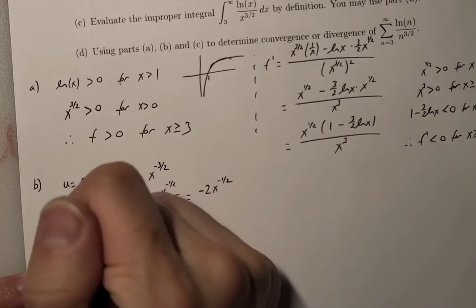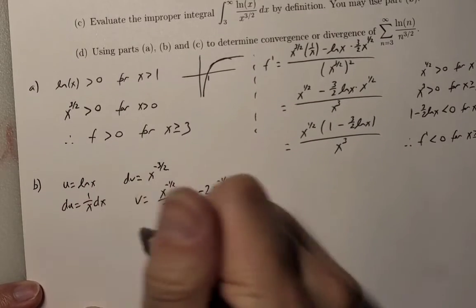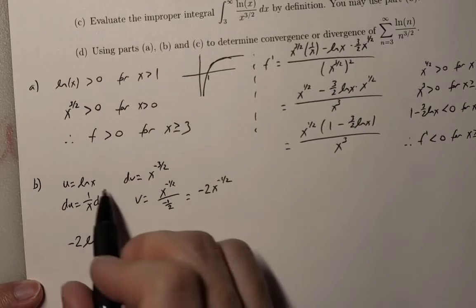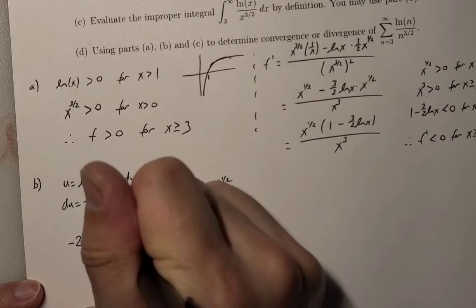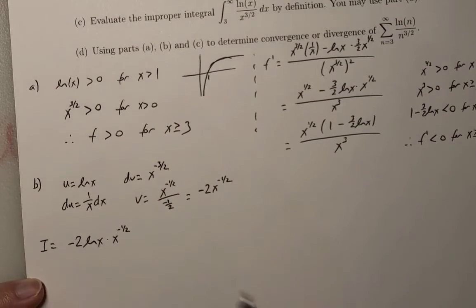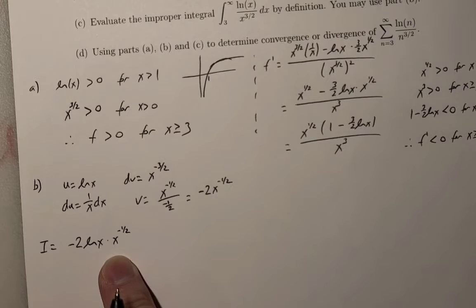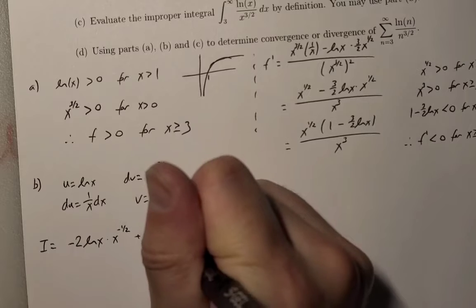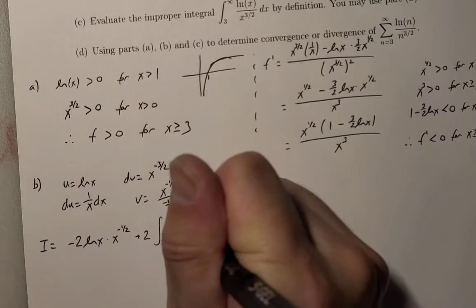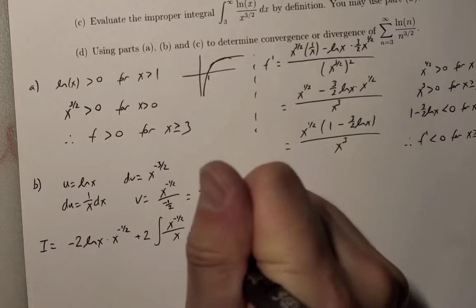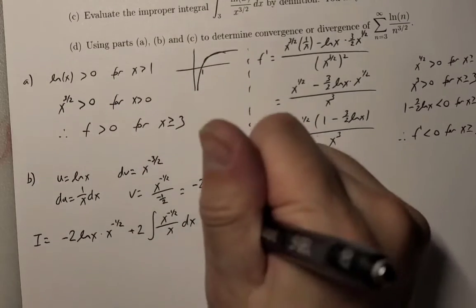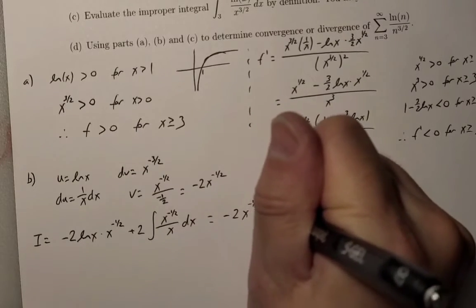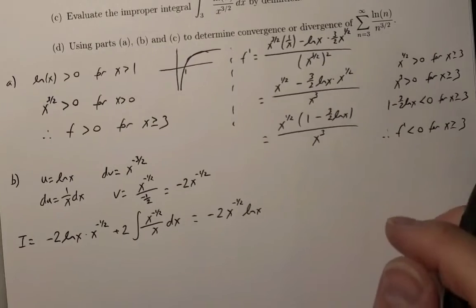Now we use the formula uv minus the integral of v du. So uv would be minus 2 ln x times x to the negative half. Let me say I is the integral. I is equal to this, and then minus v du, so this is minus here, so it'll be plus 2 integral x to the negative half over x dx. Okay, let's simplify. This we can leave alone, as the first term.